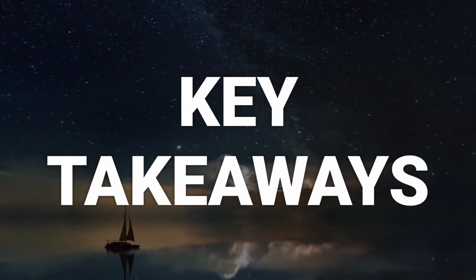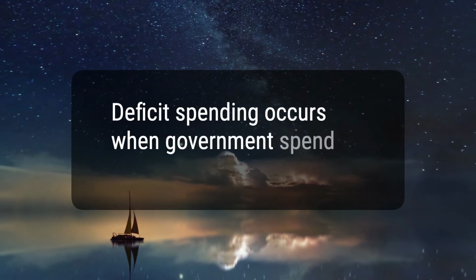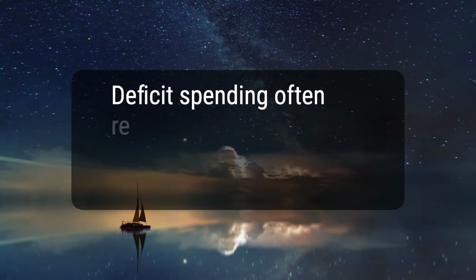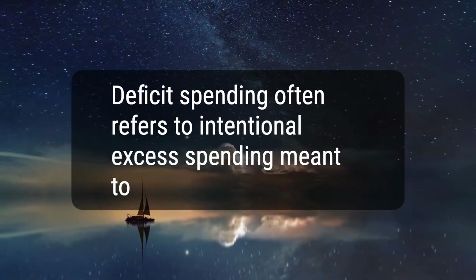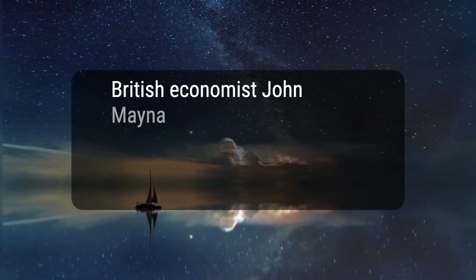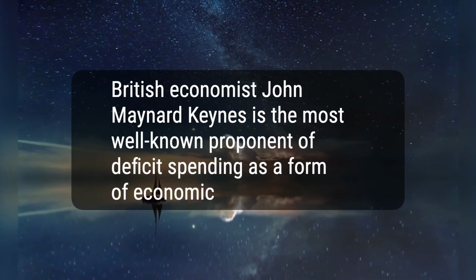Here are 3 key takeaways. 1. Deficit spending occurs when government spending exceeds its revenue. 2. Deficit spending often refers to intentional excess spending meant to stimulate the economy. 3. British economist John Maynard Keynes is the most well-known proponent of deficit spending as a form of economic stimulus.